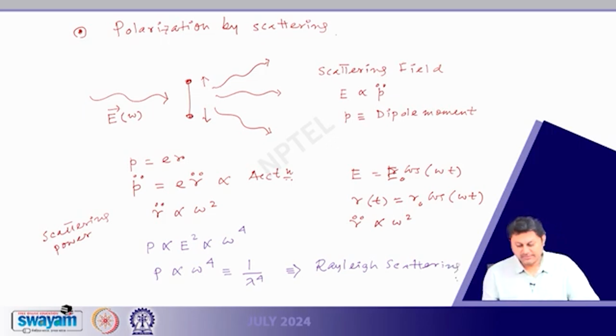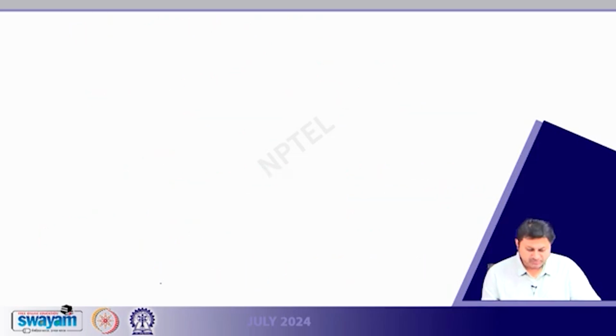So, whatever the scattering power we have will be proportional to 1 by lambda to the power 4. So, if lambda is small, then the scattering power will be high. So, for lower lambda we have higher scattering.